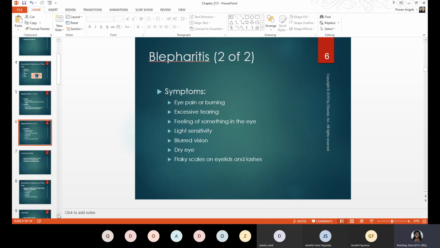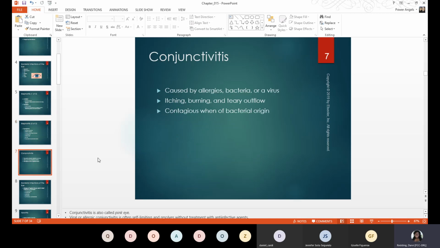So now that we've talked about blepharitis, what it means, its condition, and the symptoms of it, we'll next learn about some other bacterial eye infections. One of them is conjunctivitis, which I share is also known as pink eye. Conjunctivitis is caused by allergies, a bacteria, or it could be caused by a virus.